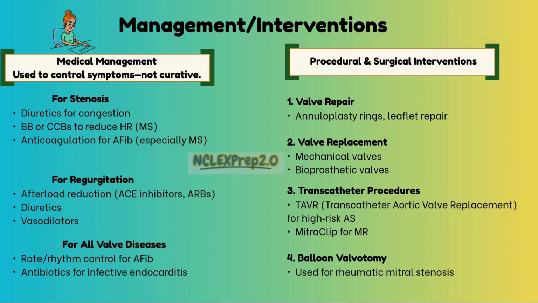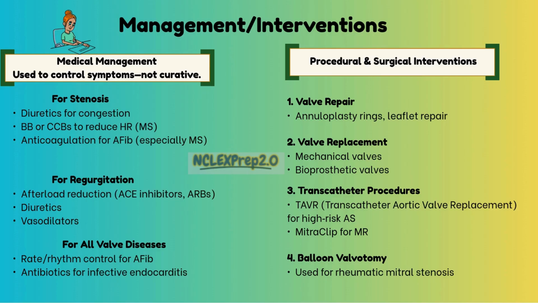For regurgitation valvular disorders, we need to reduce afterload since the heart muscle is already overstretched, dilated, and weak. Reducing that afterload makes it easier for the ventricle to pump forward, making it less stressful to pump blood forward. Afterload reducers include ACE inhibitors, ARBs, diuretics, and vasodilators.